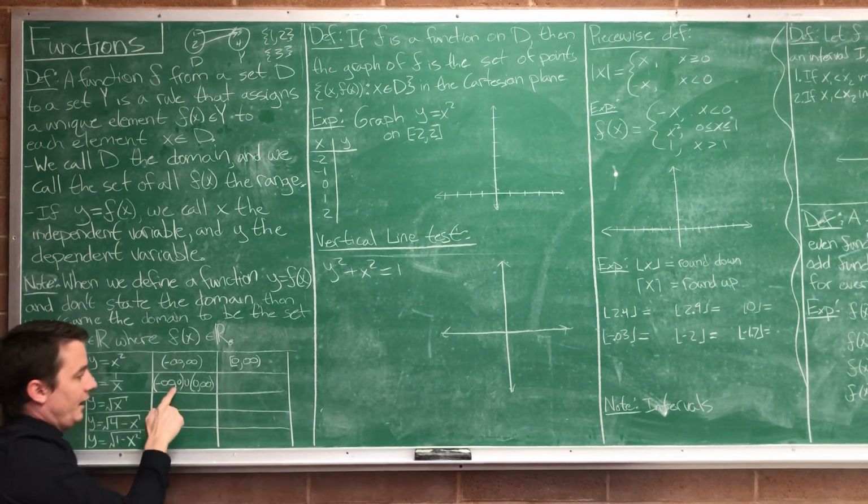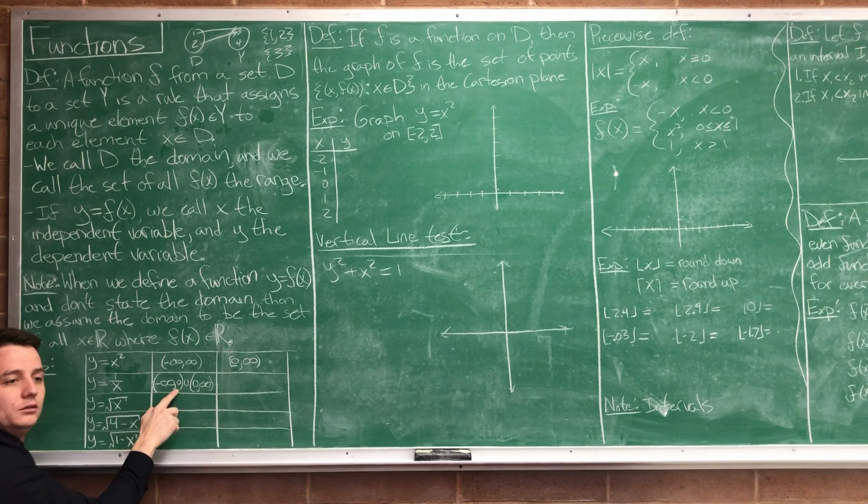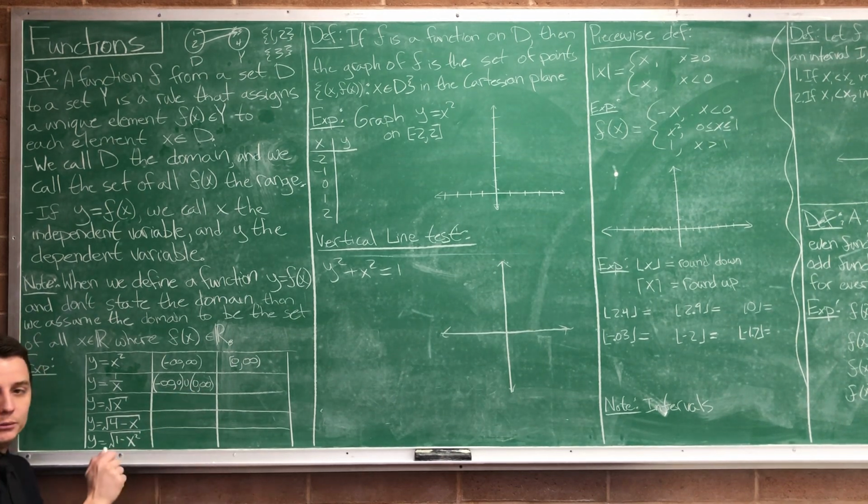So this is saying every number except 0. All the negative numbers up to 0, but not including 0, and then all the positive numbers down to 0, not including 0. Good? Okay.